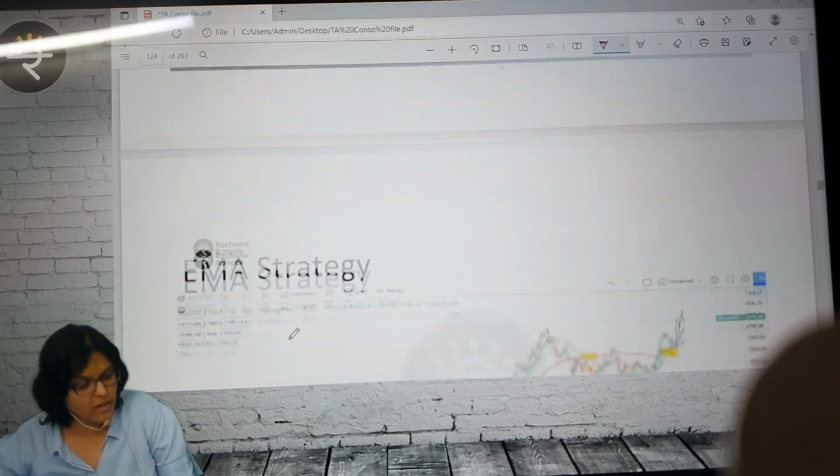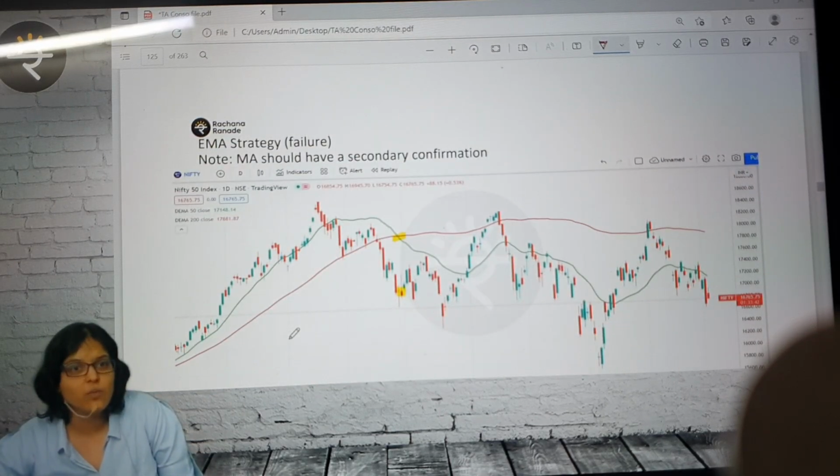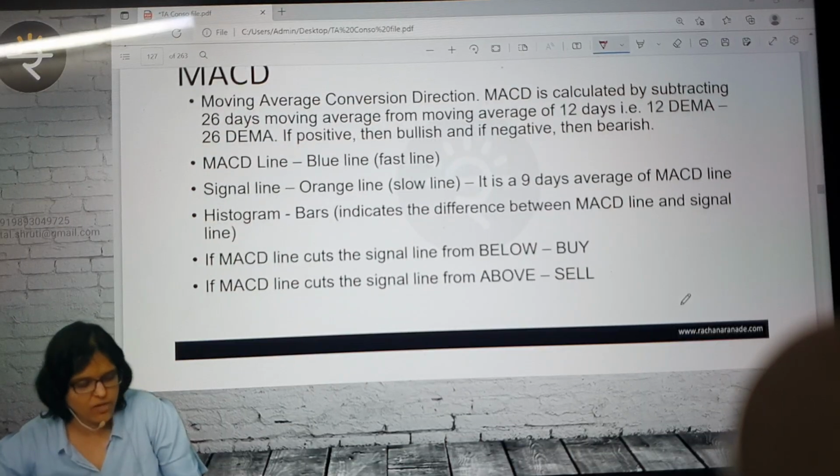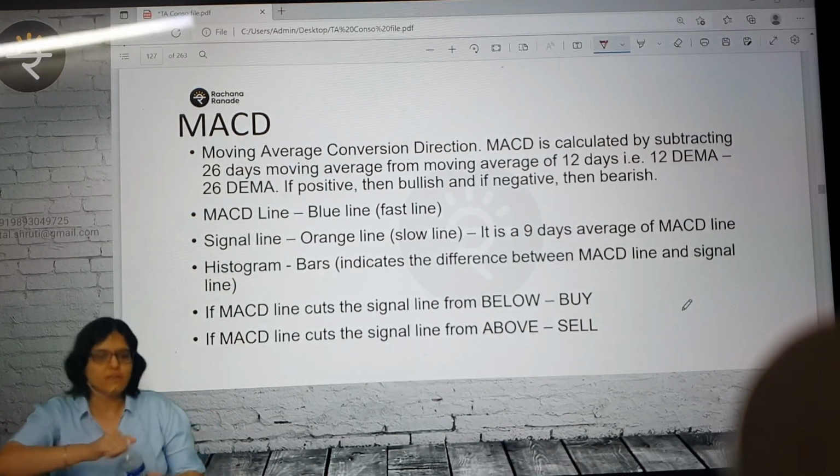So in this case done, in this case done. In EMA we talk about 2 strategies. One is the 50-200 strategy. One is the 9, 13, 26 strategy. Now the MACD line. If you have understood EMA, MACD is very, very easy.